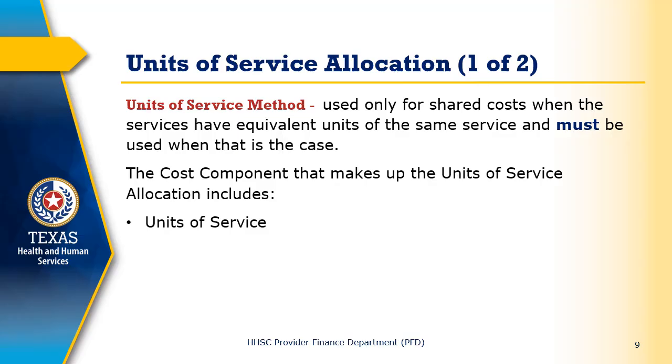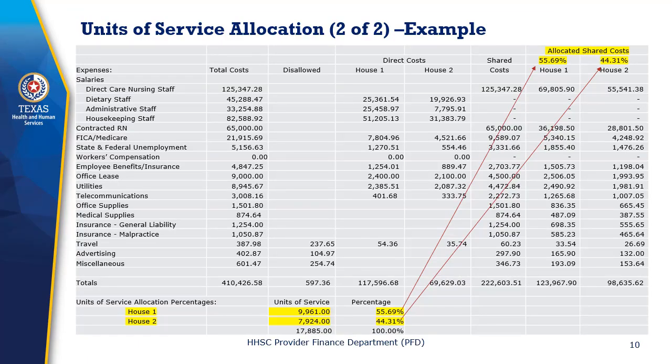Units of service allocation. The units of service method is the ratio of each contract's units of service, including shared admin costs, to the total units of service. This allocation method must be used for shared costs where the services have equivalent units of the same service. Here is an example of the units of service allocation method.